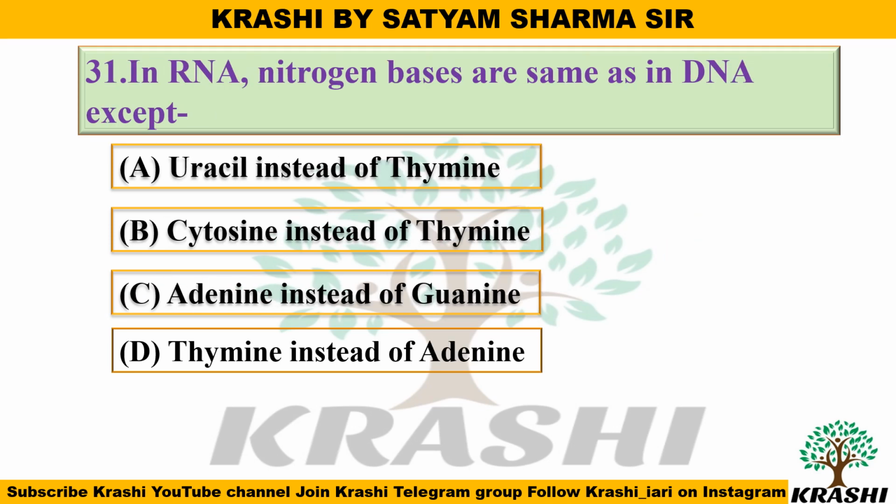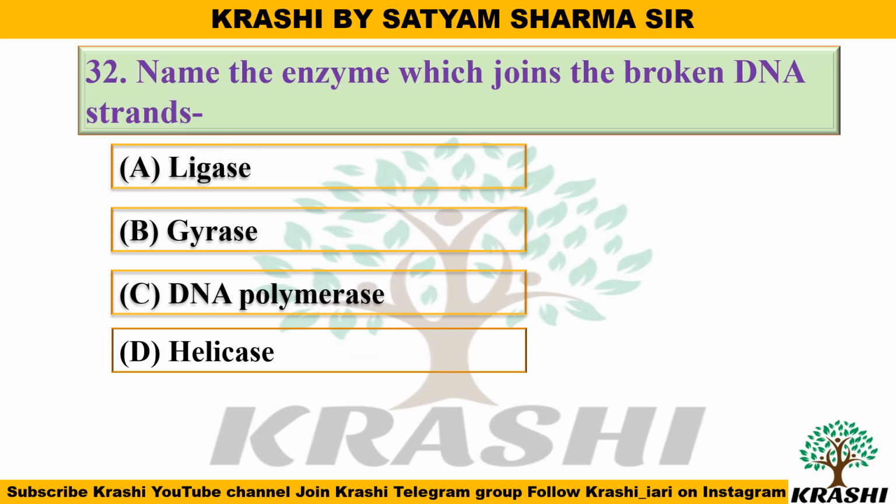In RNA, the nitrogen bases are the same as in DNA except that instead of thymine, we have uracil. So A, U, G, C are the nitrogenous bases present in RNA. Name the enzyme which joins the broken DNA strands. The correct answer is option A, ligase.